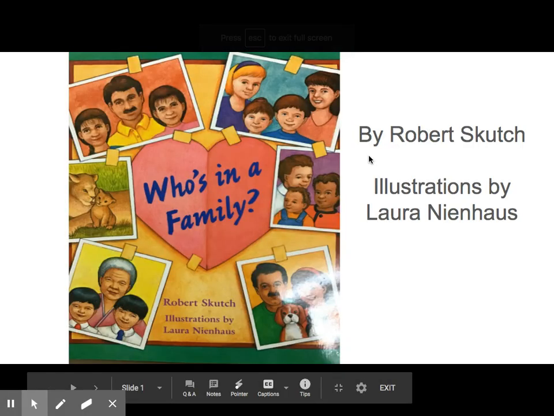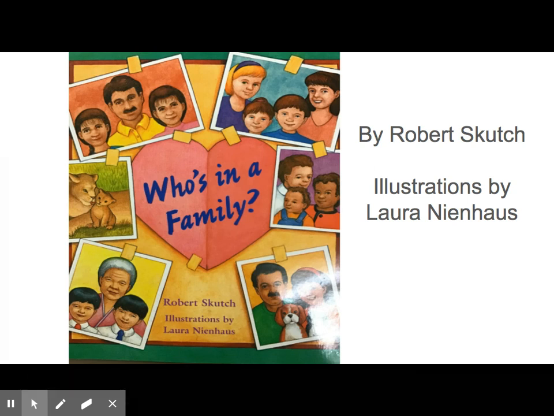All right, we are going to read Who's in a Family by Robert Skutch. That's the author. And the illustrations are by Laura Nienhaus. And you can see that for the illustrations, the illustrator made it look like pictures of a family taped on to a bulletin board. And she's also included a picture of a lion family, which is a little bit of a clue of what the author and the illustrator do in this book.